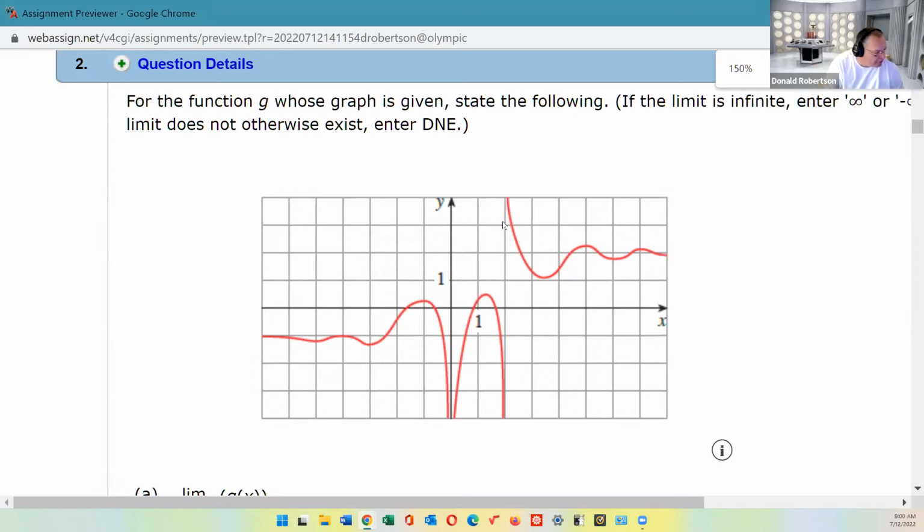There's another vertical asymptote over here at x equals 2. If I asked you for its overall limit as x tends to 2, wouldn't you say the answer is it doesn't exist? But I could ask, what is the limit as x tends to 2 plus? That means you're coming in from this side. And if I say, what was the limit as x tends to 2 minus, you'd be coming in from this side.